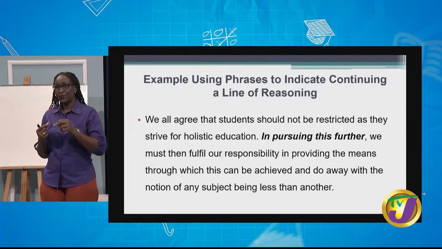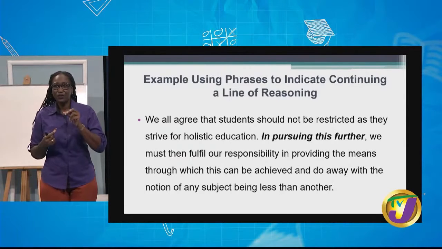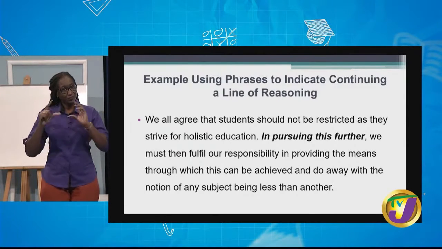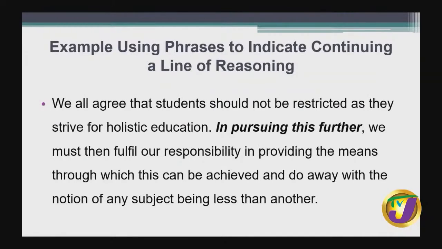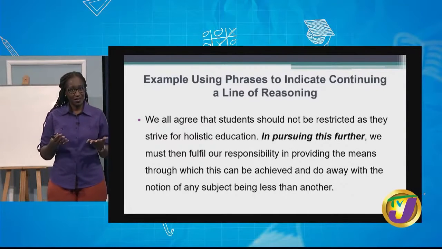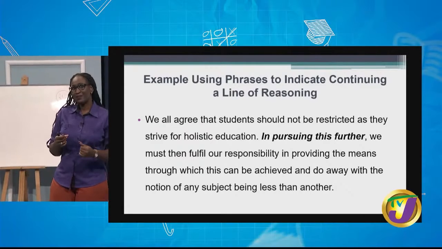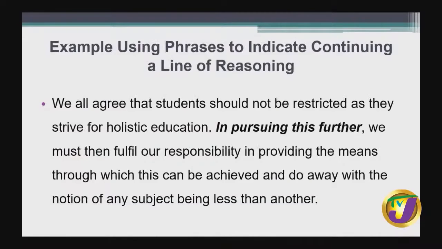So look at what we did. We already started with, we all agree students should not be restricted. That is the line of reasoning. And then you use in pursuing this further to continue that line of reasoning, to further develop that line of reasoning. So you haven't added any new points. You're just expanding on the one you already started. So let's look at another example of how you can continue a line of reasoning.